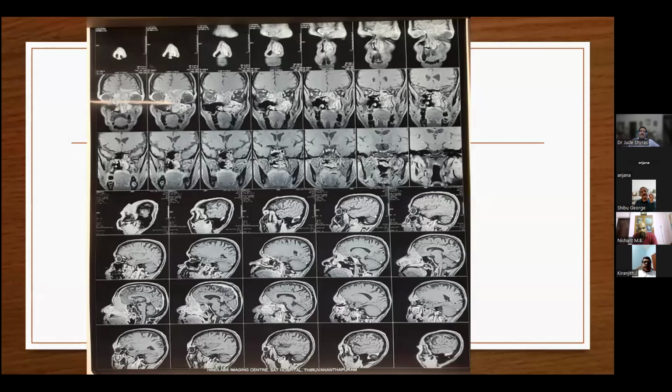Okay, your report was inverted papilloma. What did you do? So the biopsy report was inverted papilloma. Then, considering the extensive involvement of the lesion, a combined approach has to be taken, that is endoscopic plus open approach. So what will you do? What are you going to do? Just tell me. So, transnasal endoscopic approach. Even if it is malignancy, I think your treatment doesn't change.